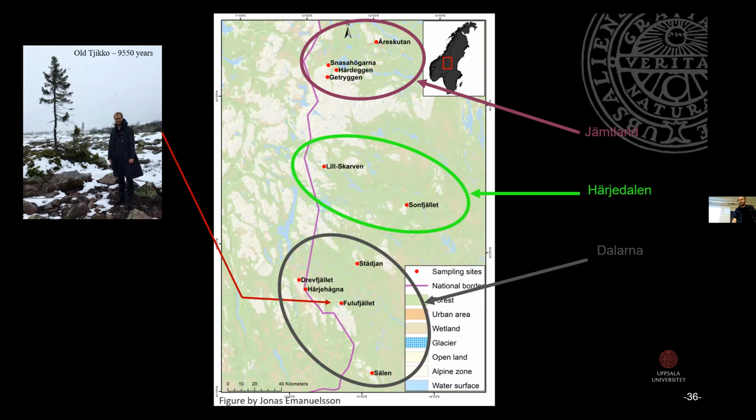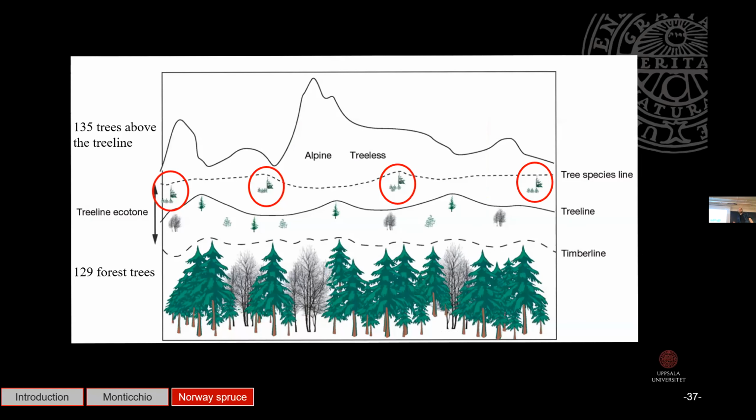So what we did is we went out and sampled the clonal trees, but not only the clonal trees, we also sampled the trees that are in the forest, so we can have a straight comparison between the two and see whether they are genetically the same or similar, or if they're different. And we did this at all these populations that we showed in the previous slide. We took almost 140 trees that are above the tree line and almost 130 trees that were below the tree line.